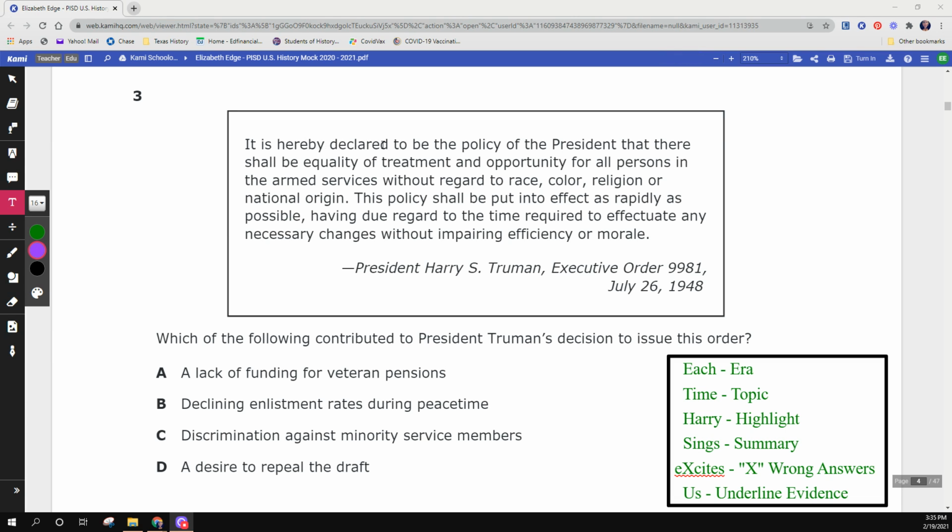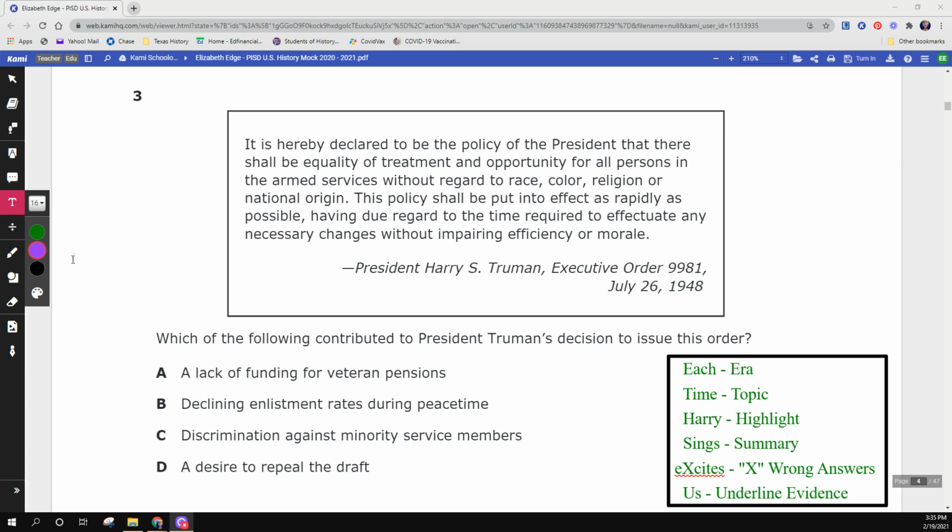It is hereby declared to be the policy of the President that there shall be equality of treatment and opportunity for all persons in the armed services without regard to race, color, religion, or national origin. This policy shall be put into effect as rapidly as possible, having due regard to the time required to effectuate any necessary changes without impairing efficiency or morale. President Harry S. Truman, Executive Order 9981, July 26, 1948. Which of the following contributed to President Truman's decision to issue this order?